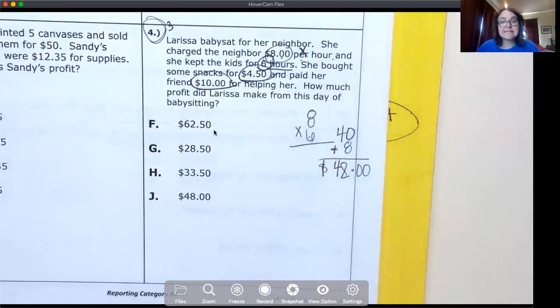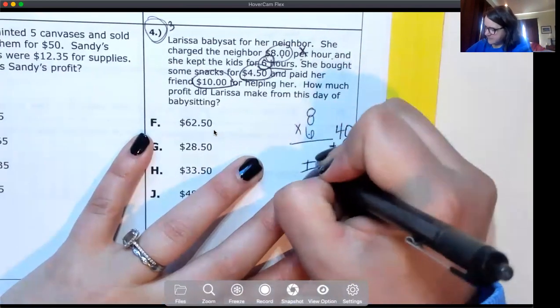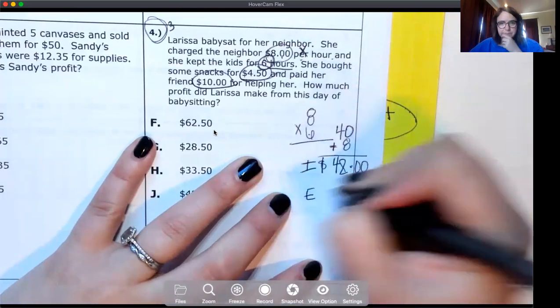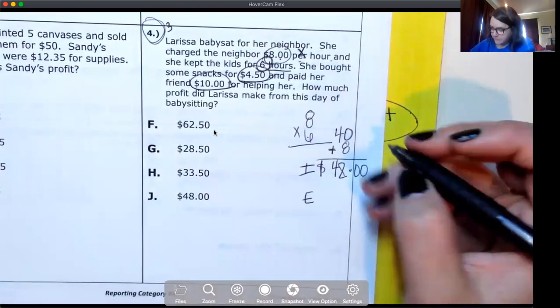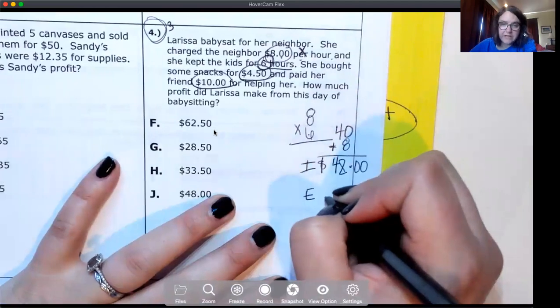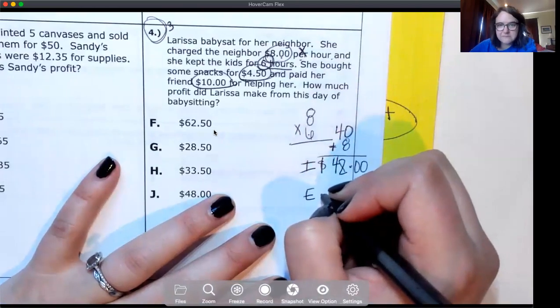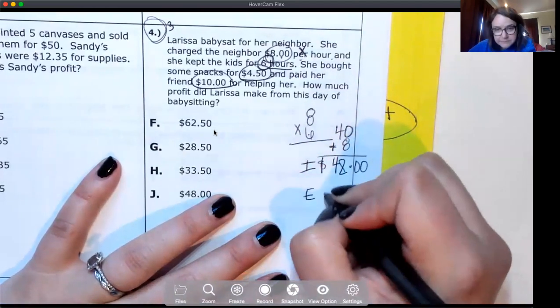She bought some snacks for $4.50 and paid her friend $10. Those are her expenses. So let's figure out what our expenses are here together. So $10 plus $4.50 would be $14.50.